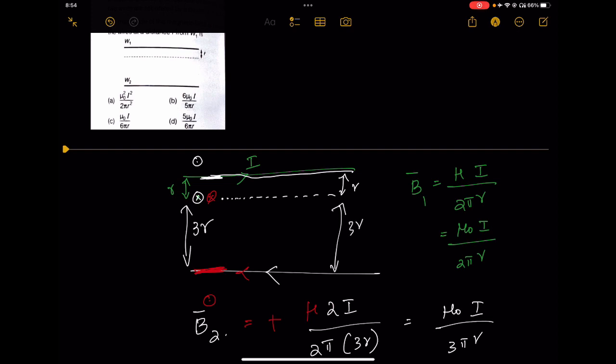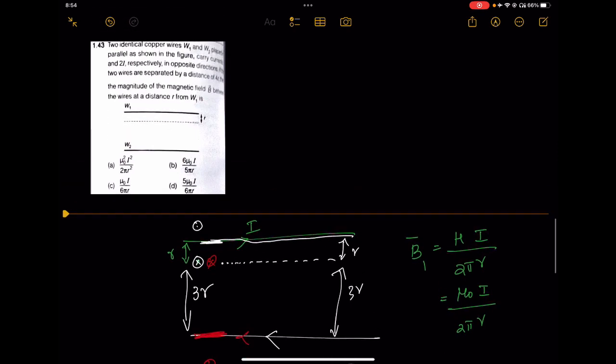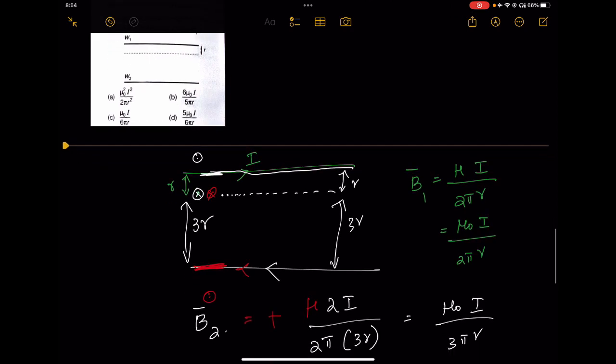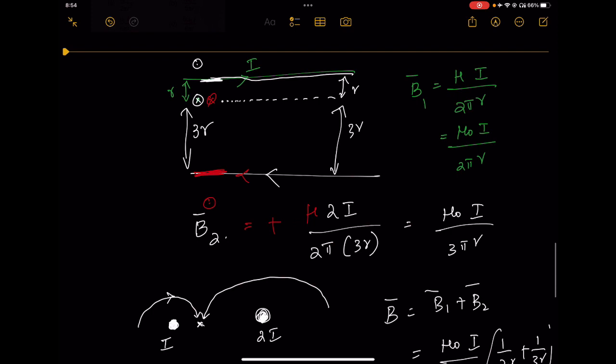Currents are in opposite direction. What is the total magnetic flux density or magnetic field? B, they have said. B, not H. They have explicitly said. Now, just to convert this diagram into a cross section, I have tried like this.